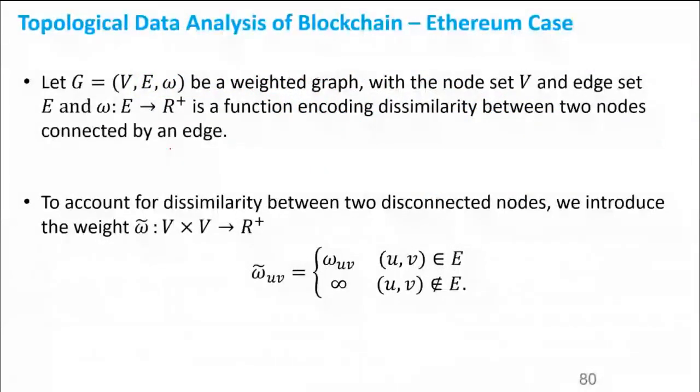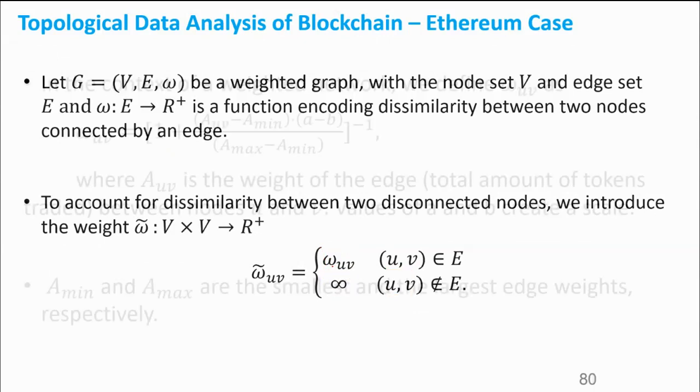So what do we do? Back to the persistent homology. We first say, okay, we have a weighted graph, and we have a node set V and an edge set E. We need to define a dissimilarity between 2 nodes connected by an edge. To account for dissimilarity between 2 disconnected nodes, we introduce a weight that says if 2 addresses have never created an edge, the distance between them is infinity. If they have an edge, the edge weight is the sum of the weights of the edges between them.